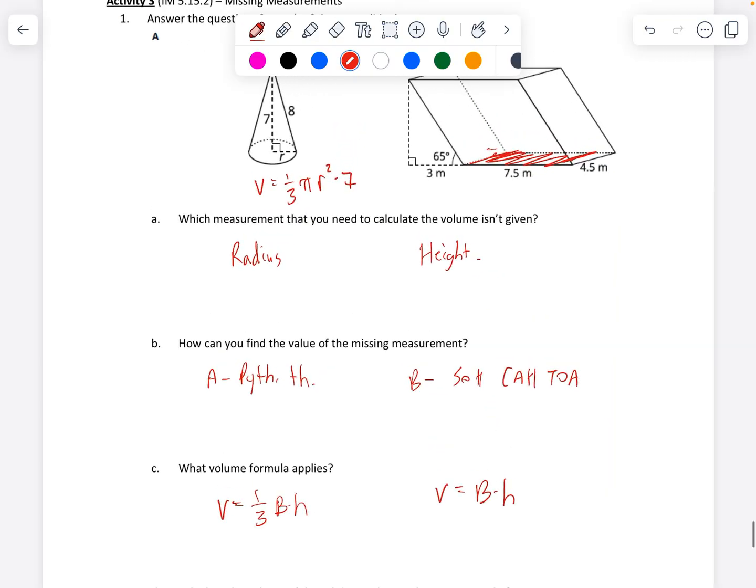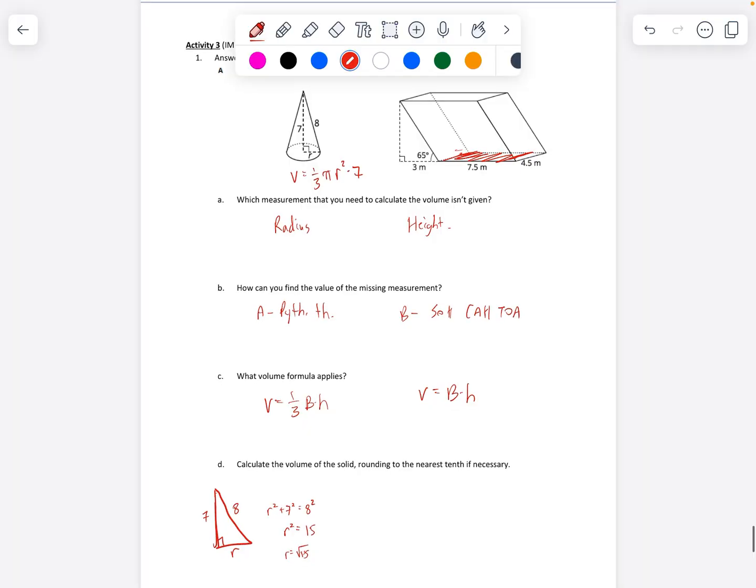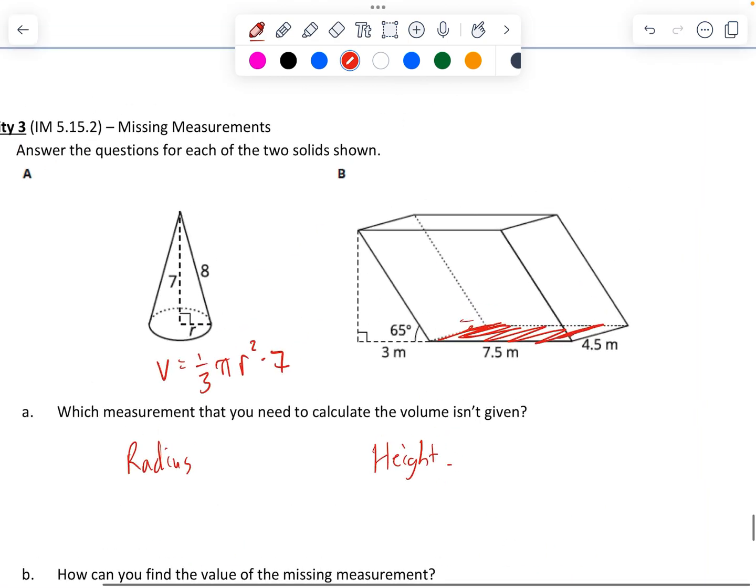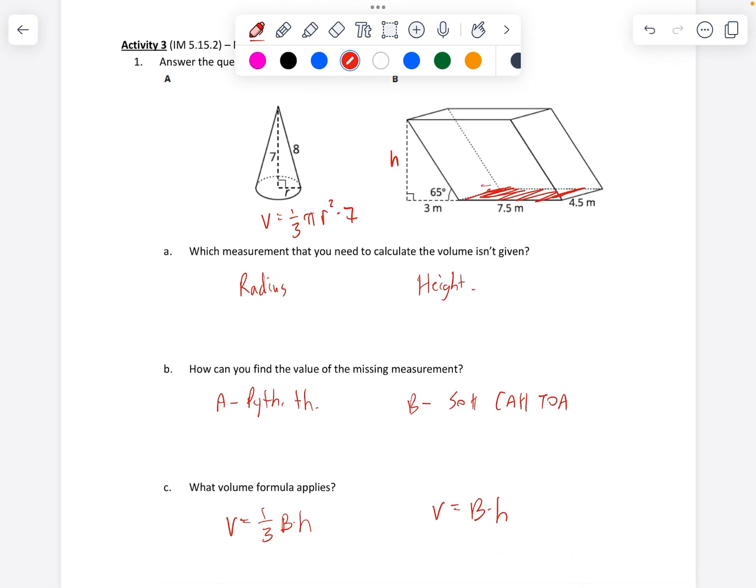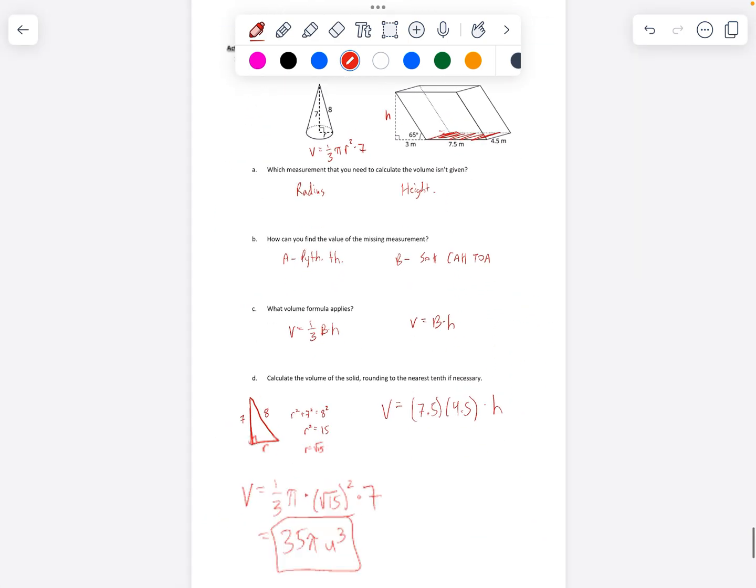And then for the second one, we know that the formula is area of base times the height. So it's 7.5 times 4.5. That's the area of the base, but what we're missing is the height. So to find the height, let's call this h. We know that tan 65 degrees is h/3. Tan is opposite over adjacent. So height is 3 tan 65 degrees.